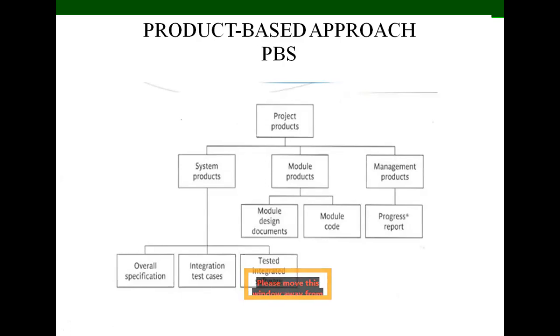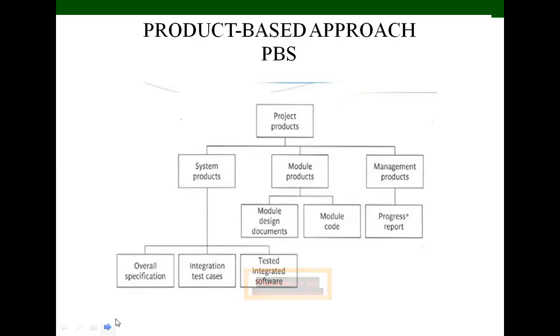What is a product breakdown structure? It shows how a system can be broken down into different products for development. The advantage is that it is less likely to omit a product. See here, a project product is classified into system product, module product, and management product. Again, module product is split into module design document and module code. We have already discussed this in unit 1.